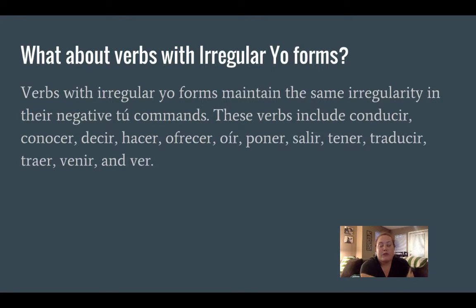What about all those verbs that we learned back last year and earlier this year when we reviewed, the ones that have irregular yo forms? All of those verbs that have irregular yo forms maintain that same irregularity in their negative tú commands. Some of those verbs are conducir, conocer, decir, hacer, ofrecer. If you don't want to type all those out, it's okay because you've got them listed below. But just notice that they do maintain that same irregularity. So now let's work on those.